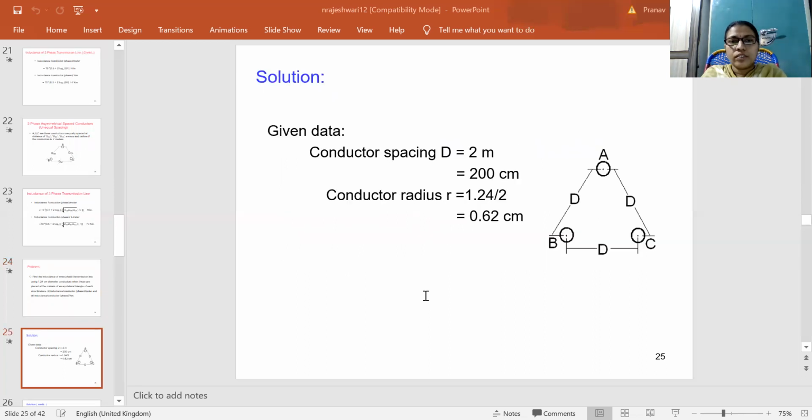For this we have to write the data. The conductor spacing capital D is equal to 2 meters, which is an equilateral triangle with equal spacing. 2 meters is equal to 200 centimeters. And the conductor radius small r: in the problem they have given the diameter of the conductors, that is 1.24. We have to find the radius of the conductor. So 1.24 by 2 is equal to 0.62 centimeters, the radius of the conductor.